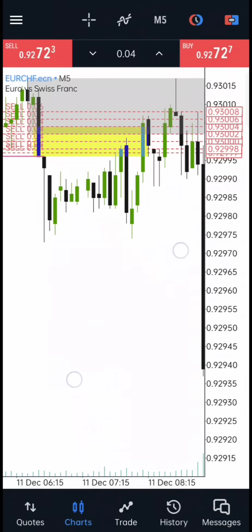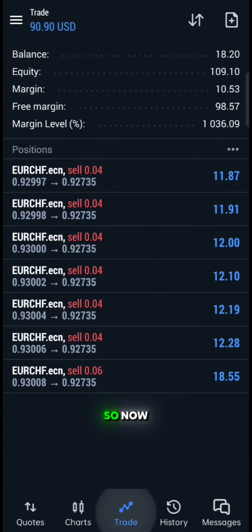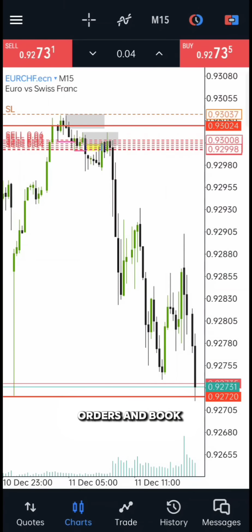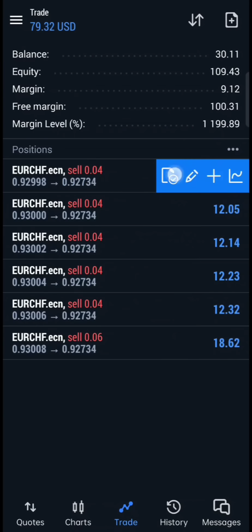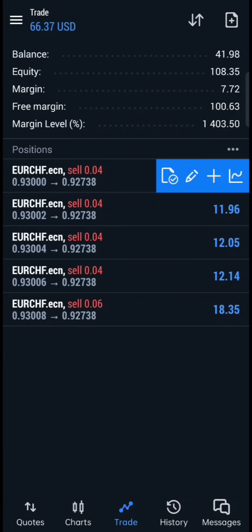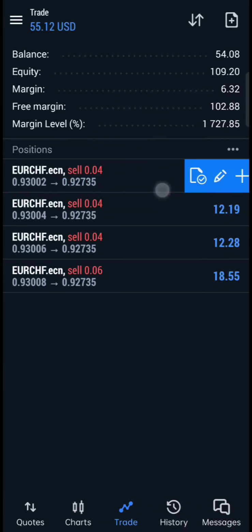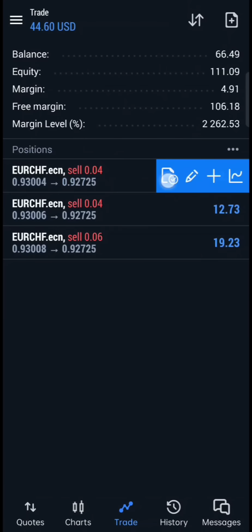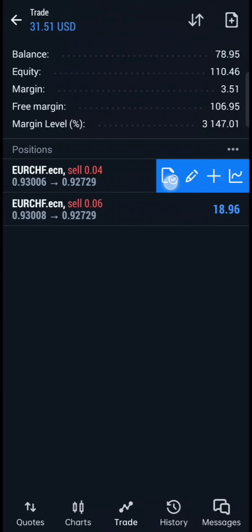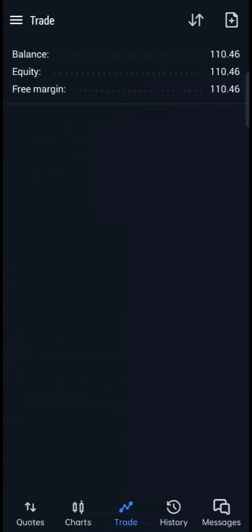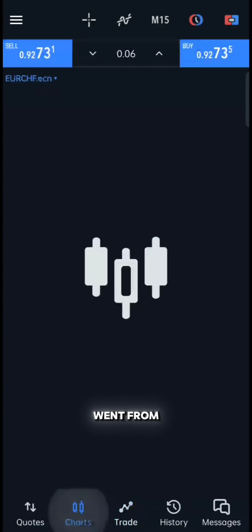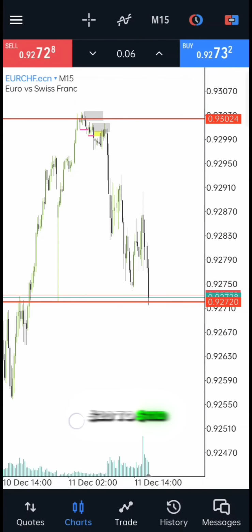Now, the price is in our profit target area, which is the most recent liquidity area, and it has broken. So now I will close all of my orders and book my profits. So you can see how I went from $20 to $110 on the first trade.